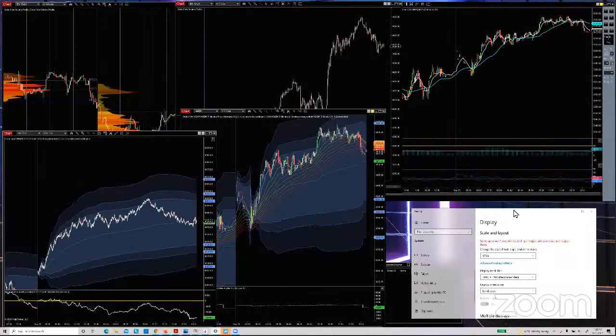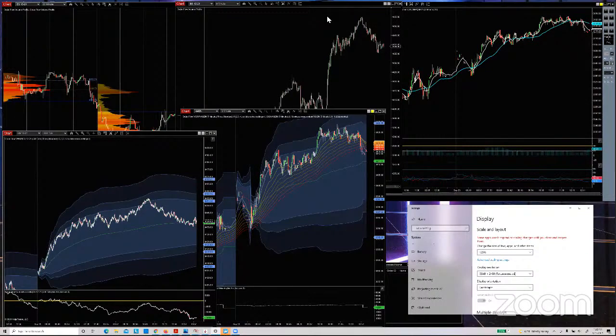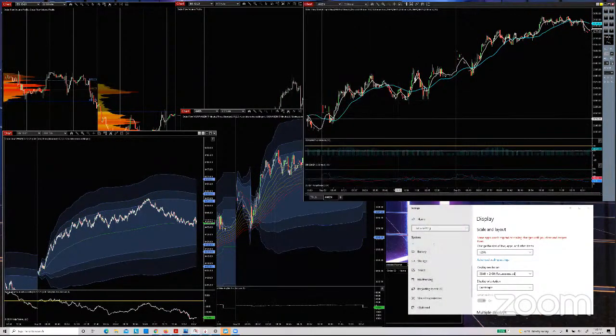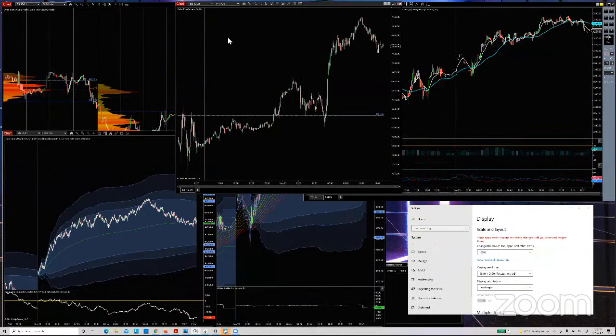Okay, guys, can everyone see my screen? Yeah, I can see it. Okay, so if anybody can't, go ahead and type it in the chat, but I'm assuming you guys can all see it.